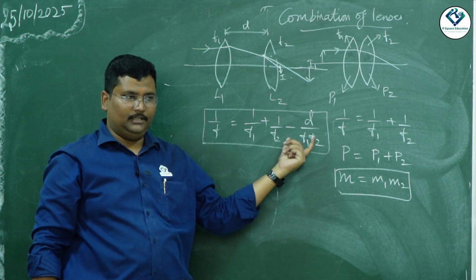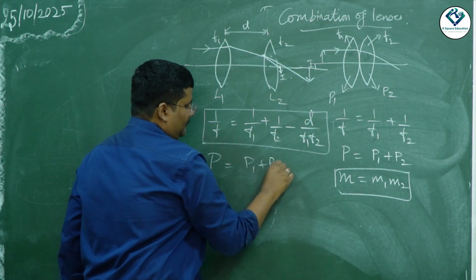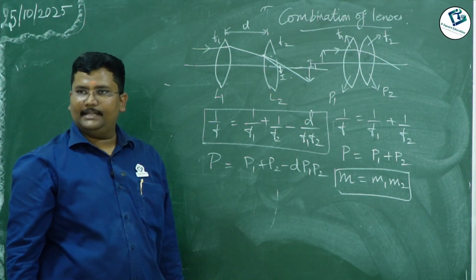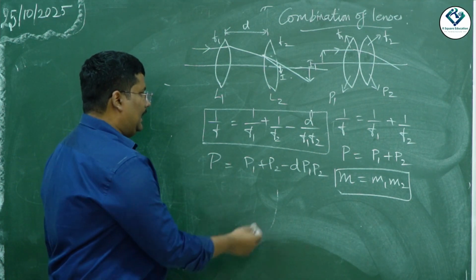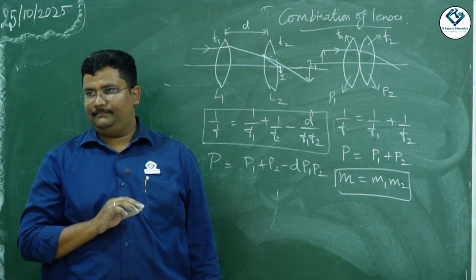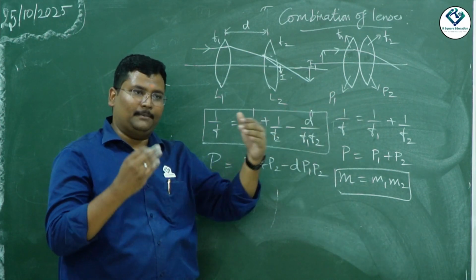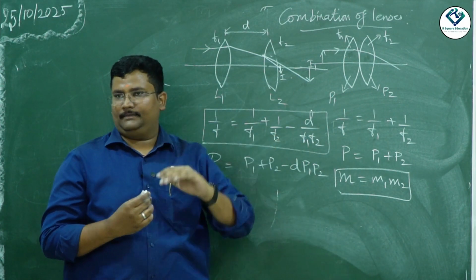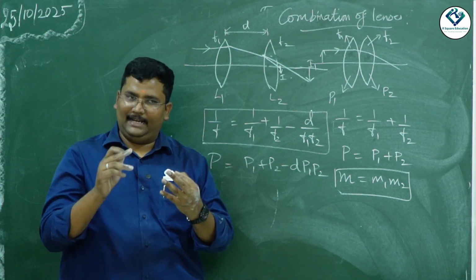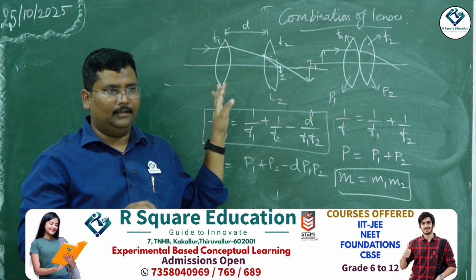Clear? Okay. And what about the power? So P is equal to P1 plus P2 minus d P1 P2. Correct? Yes. And how about magnification? Again, it will be a product only. There are no changes in that. Is that clear? Right? Now where do we use this? I told you this earlier, our contact lens itself is this. It is used in binoculars, telescopes, microscopes, everything. Even cameras. Okay, clear?